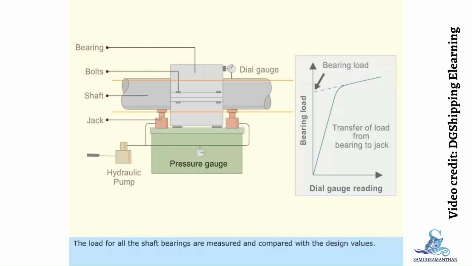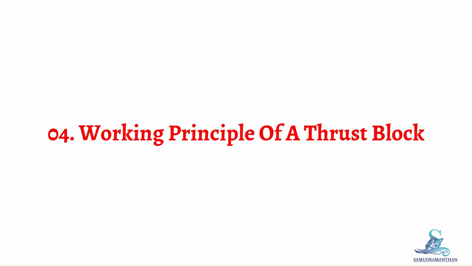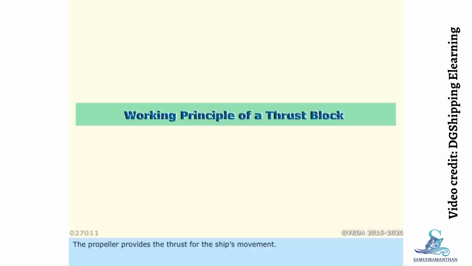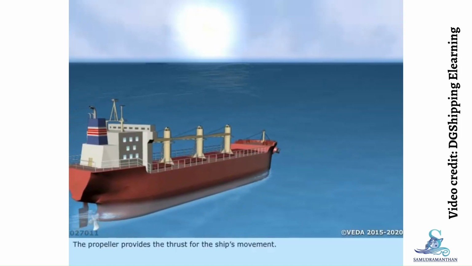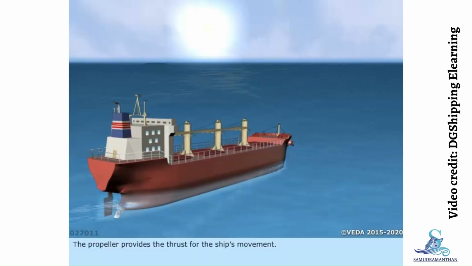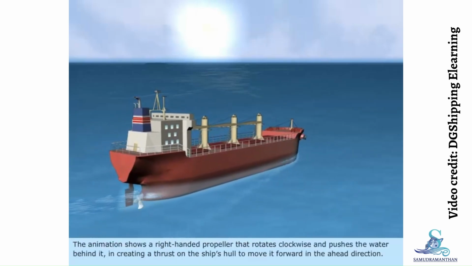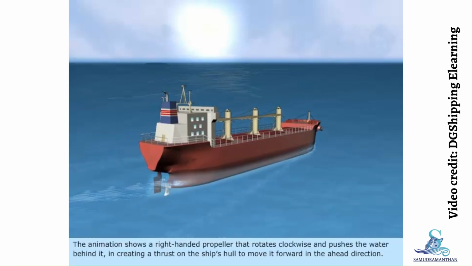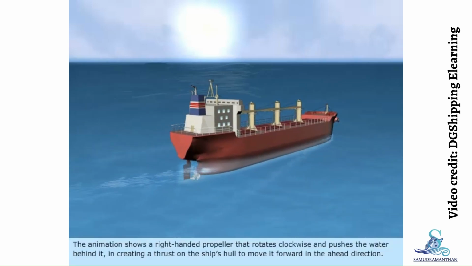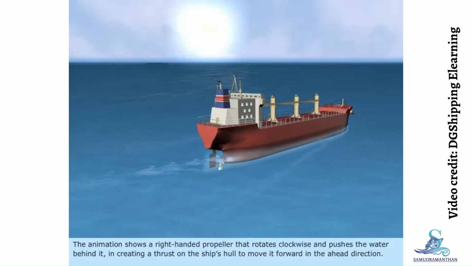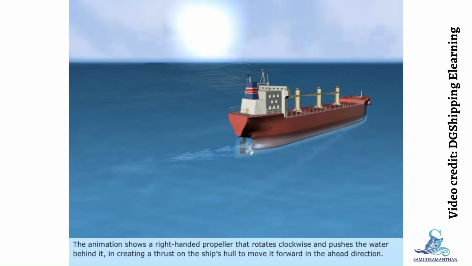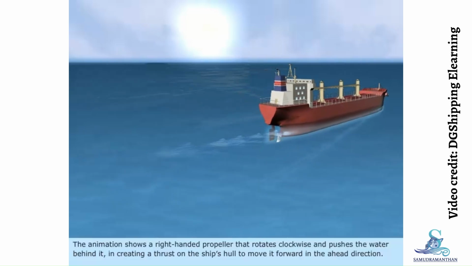Topic 4: Working principle of a thrust block. The propeller provides the thrust for the ship's movement. The animation shows a right-handed propeller that rotates clockwise and pushes the water behind it, creating a thrust on the ship's hull to move it forward in the ahead direction.